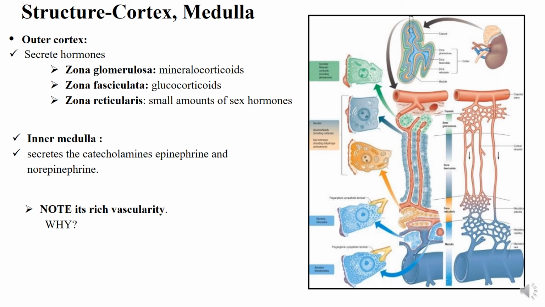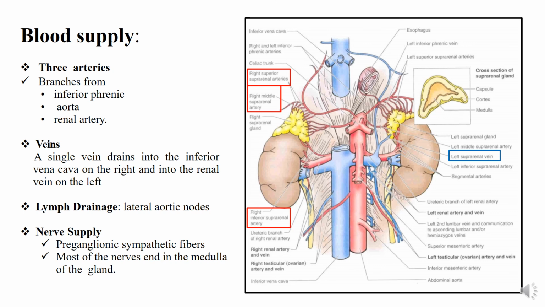Because of the endocrine function of the suprarenal gland, it receives an abundant blood supply, which is necessary for its endocrine function. If we look into the arteries that bring blood to the suprarenal gland, each gland receives branches from the inferior phrenic artery, from the aorta directly, and some from the renal arteries. So there are three main sources of arterial blood supply.